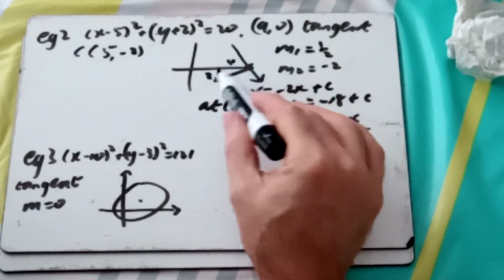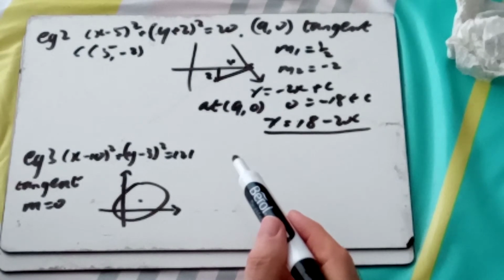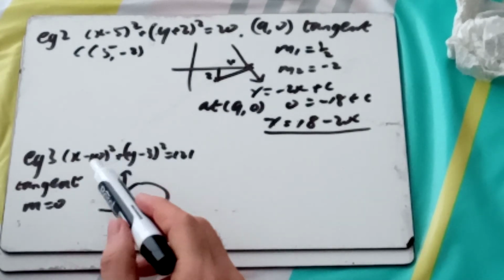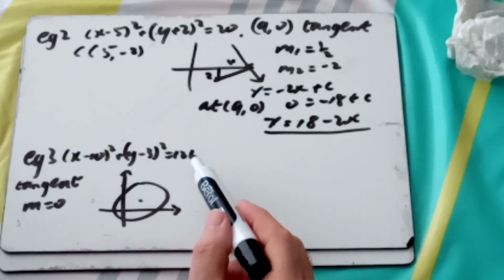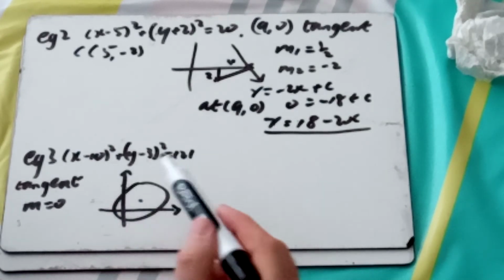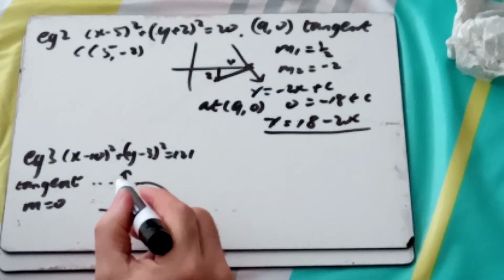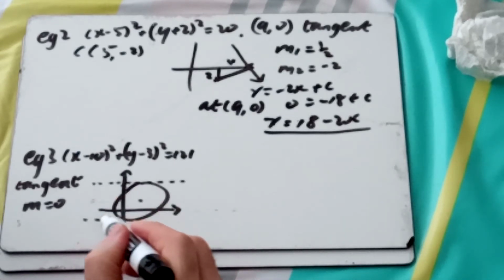But a lot of it is Pythagoras and right angle triangles. So in this case, example 3 says we've got an equation of a circle, (x − 10)² + (y − 3)² = 121. And it wants the tangents that have got 0 gradients. So it wants these lines here.